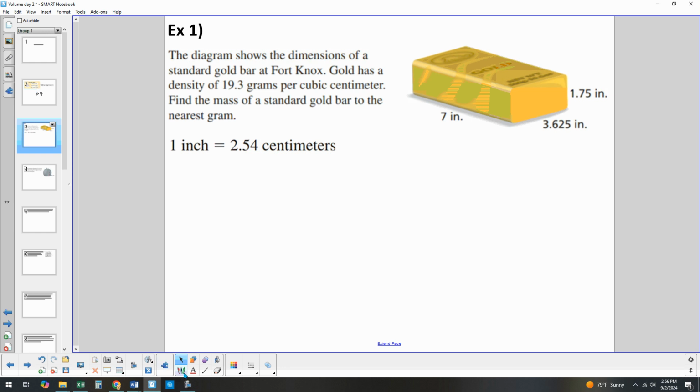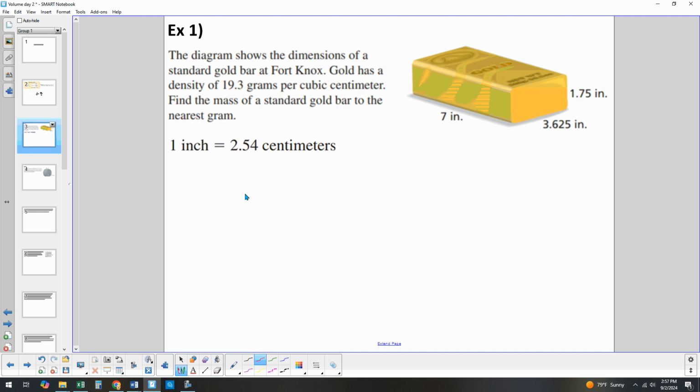So for example 1, we are given the dimensions of a standard gold bar at Fort Knox. Gold has a density of 19.3 grams per cubic centimeter. We want to find the mass of a standard gold bar to the nearest gram. So in order to find the mass, given the density, we need the volume. So let's start with that. The problem is they're giving me the density in terms of grams per cubic centimeter, but the dimensions of the bar are in terms of inches.